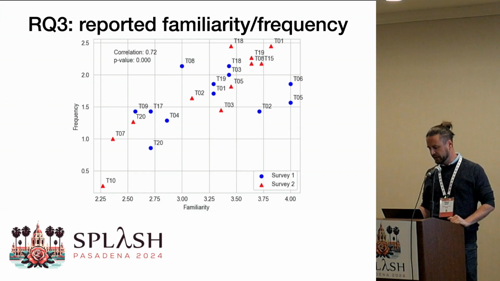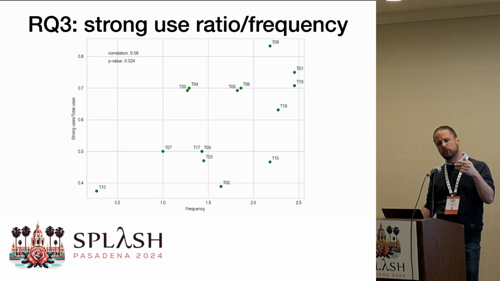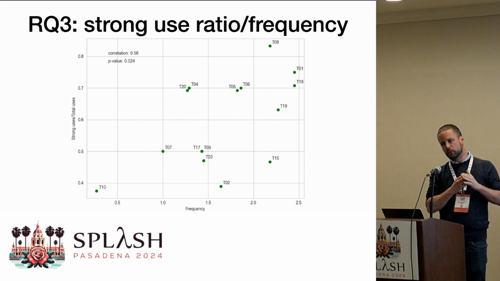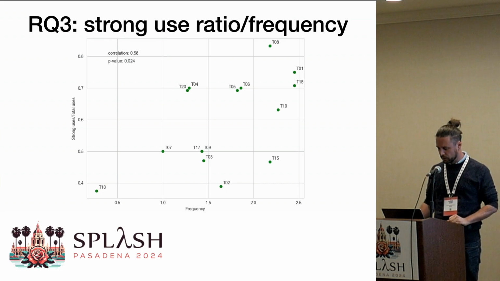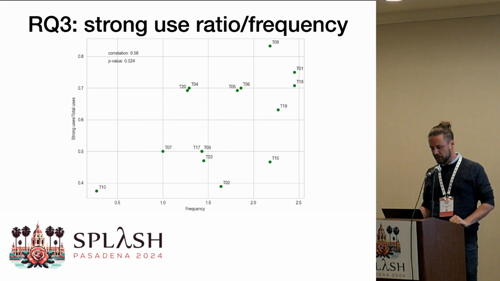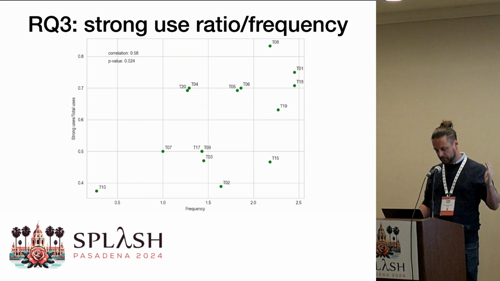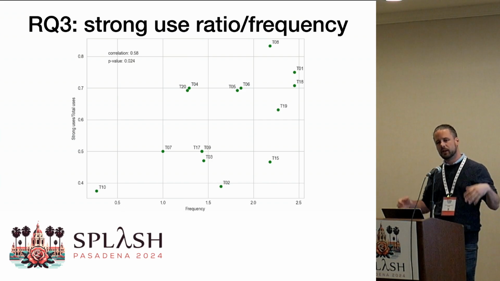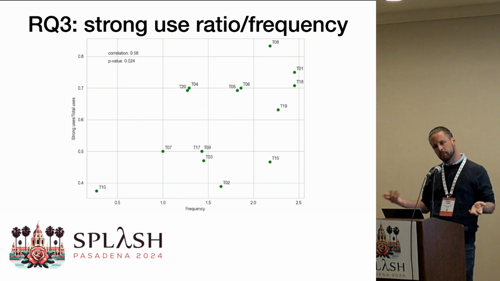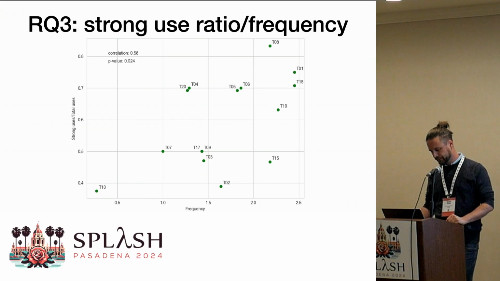So we can see that the reported familiarity and the reported frequency correlate with each other, which kind of makes sense. But maybe what's more interesting is the strong use ratio of a specific tutor, meaning how often they would use a stronger version of the strategy versus a lesser strong use of the strategy. That ratio is also linked, with a moderate correlation, to the reported frequency. That means if they think that they are using it more, usually they will use it better, also stronger. That is cool.